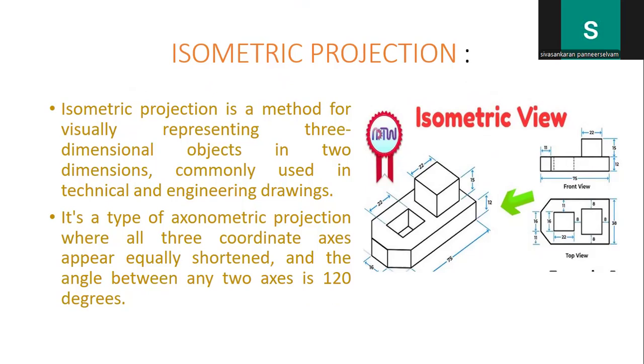Isometric projection is a technique followed for visually representing a three-dimensional object in two dimensions. It is mostly used for technical and engineering drawings. It is one of the types of axonometric projection where all three coordinate axes appear equally shortened and the angle between any two axes is considered to be 120 degrees. So the isometric angle will be 120. All the three coordinate axes heading towards x, y, and z direction equally will have 120.